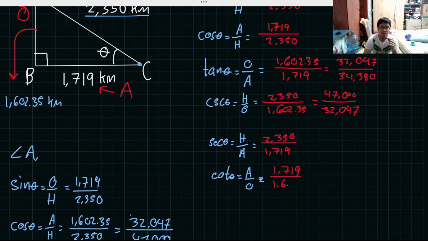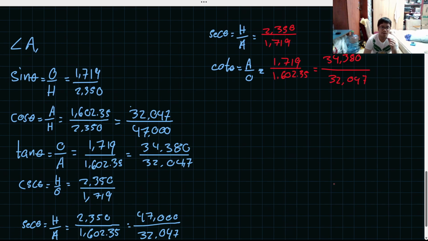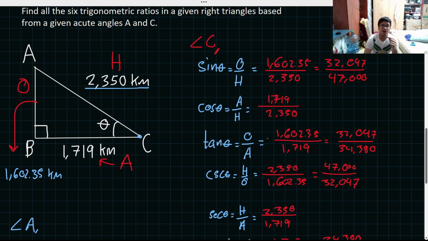And lastly, for cotangent theta, here we will have 1,719 all over 1,602.35, which is, in other words, 32,047 all over 34,000. Wait, no, no. Sorry, I was wrong. Forgive me. Going back. So this is, once again, 34,380 all over 32,047. All right, let me double check if I'm correct. Okay, good. So we're all done now. These are your six trigonometric ratios at angle C.